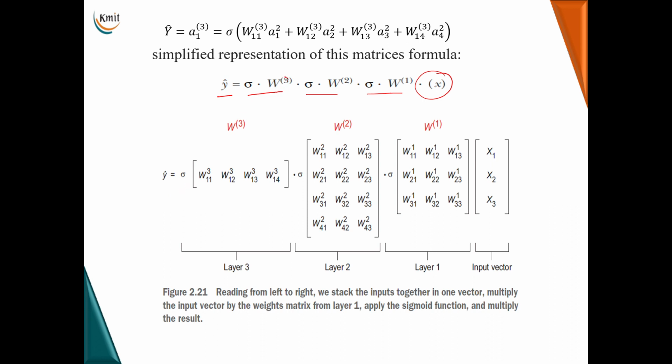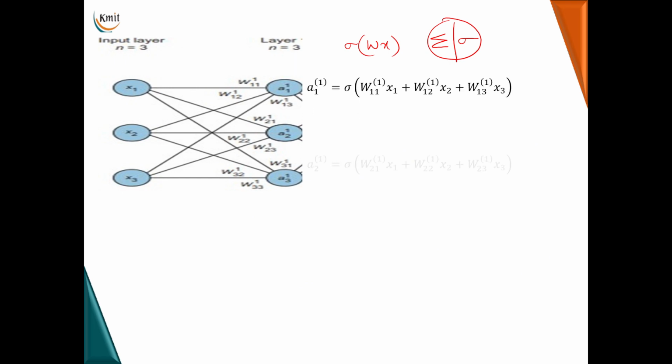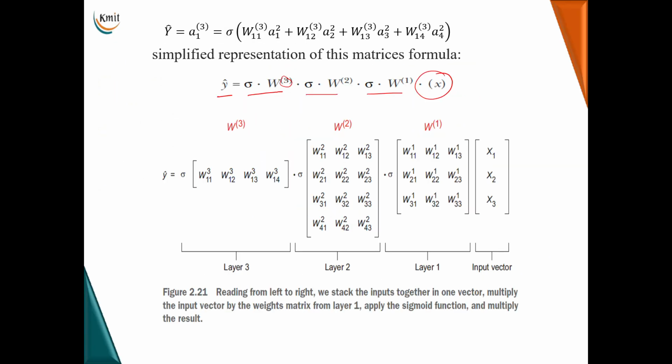What does this 3 represent? It represents layer 3. In layer 3, how many weights do I have? W11, W12, W13 and W14, and only at the one node. So one row I will get. Similarly, the weights at the second node.